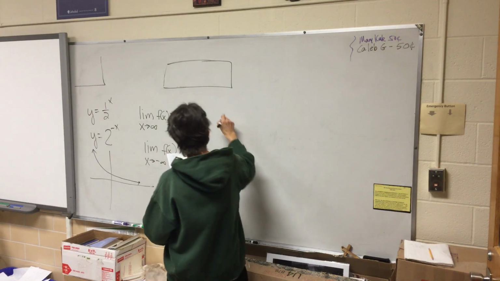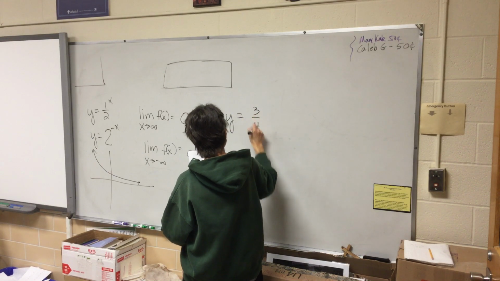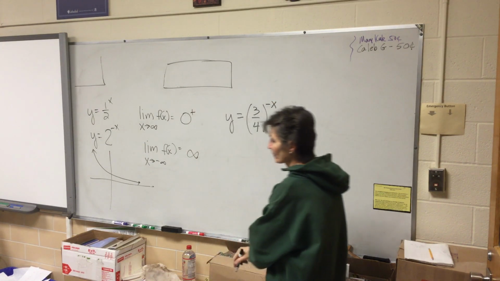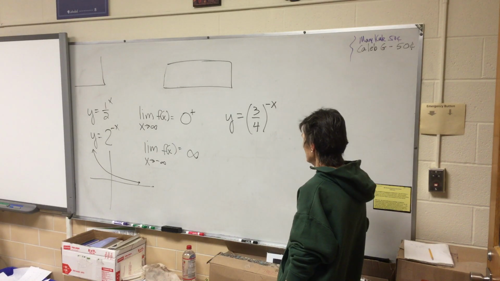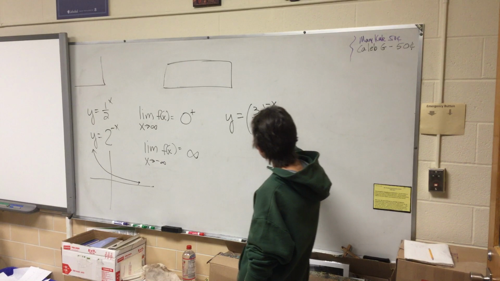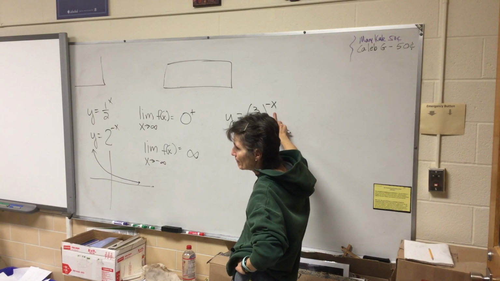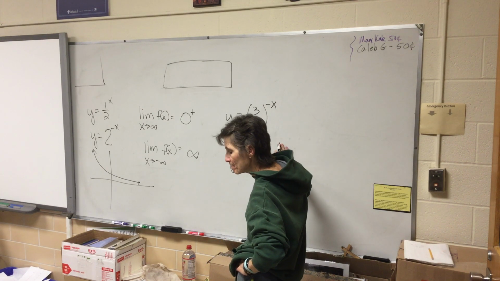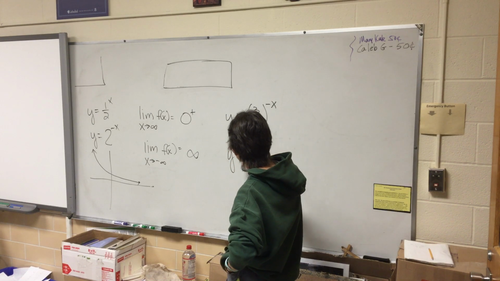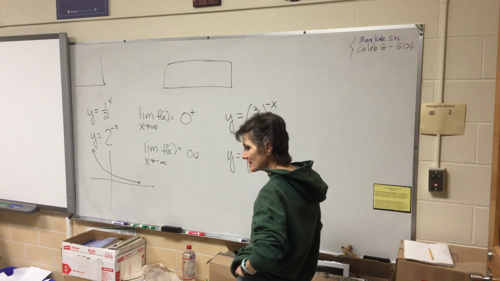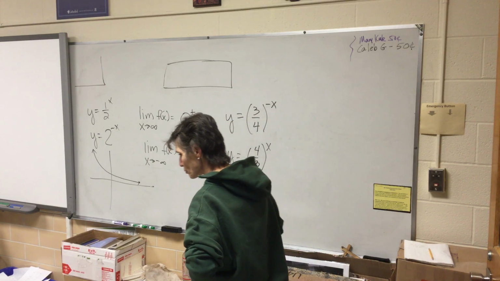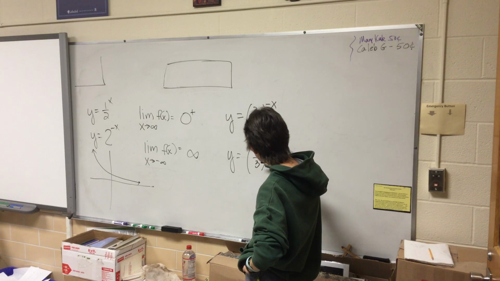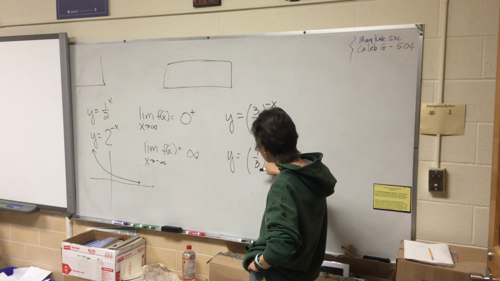Now the next one is the ultimate in trickiness. I'm going to think of 0.75 as 3/4. 3/4 to the negative x could be written how? Another way. Four-thirds to the positive x, because a negative turns you upside down. Now, this is a basic exponential. This one has a reflection, this one doesn't. This is a basic exponential.